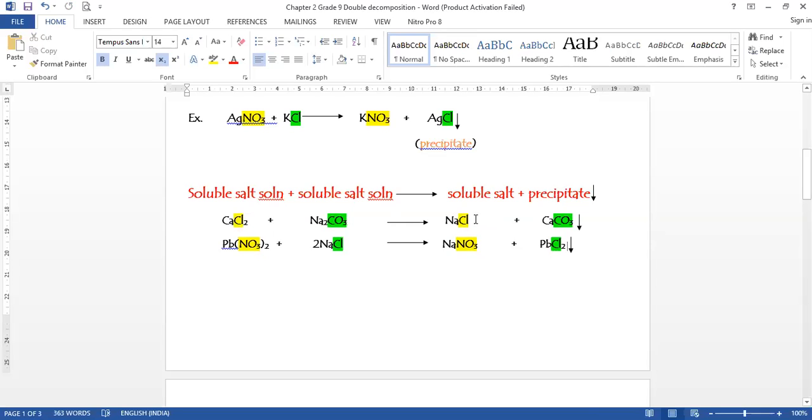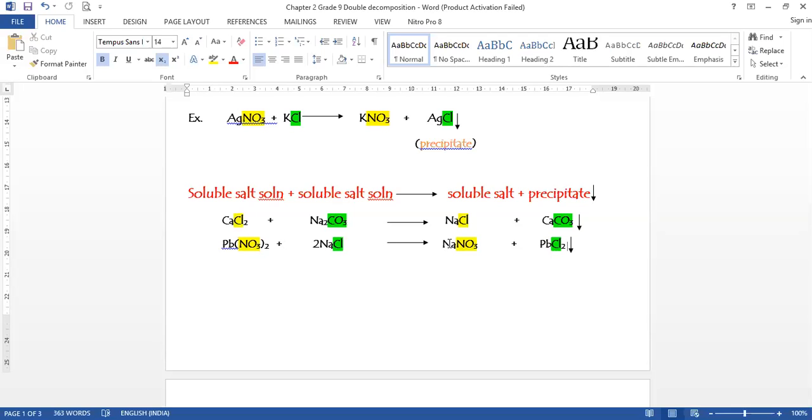Sodium chloride, common salt, is soluble in water. Calcium carbonate is like, for example, chalk powder. Chalk powder, if you try to dissolve it in water, does not dissolve. It is a precipitate. Similarly, lead nitrate and sodium chloride. Nitrate from lead goes towards Na, and chloride from sodium goes towards lead. So the products formed are sodium nitrate, NaNO3, and lead chloride, which is PbCl2. NaNO3, again a sodium salt. You need to understand one thing: all sodium salts, all potassium salts, and all ammonium salts are soluble in water.